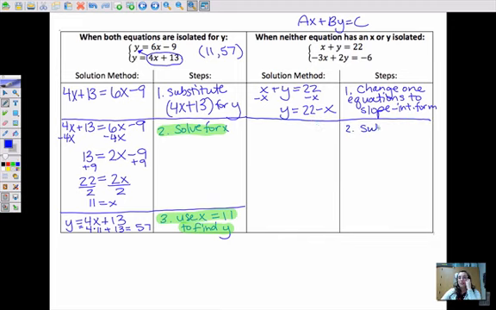Next, I'm going to substitute 22 minus x for y. So I've got my 22 minus x, and I'm going to substitute it for y. So I get the equation negative 3x plus 2 times 22 minus x equals negative 6.